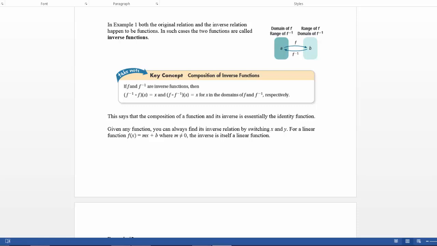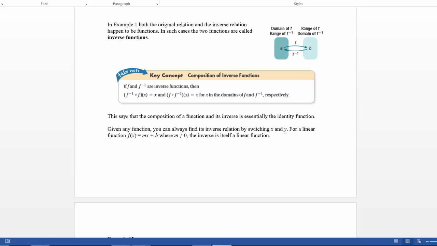So now in the previous example, we saw what we needed to do to find an inverse of a given relation. And in the case of sample problem number 1, we were given a linear function. And if you notice, the inverse also becomes a function. It's another linear function. So we would call the inverse a function as well.